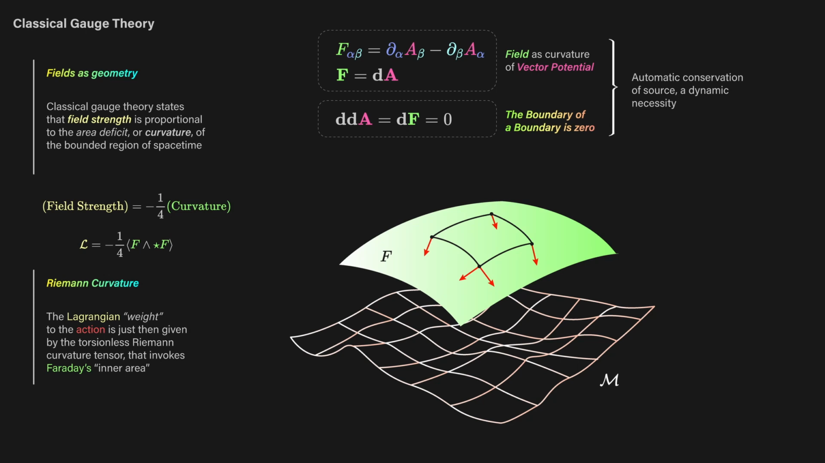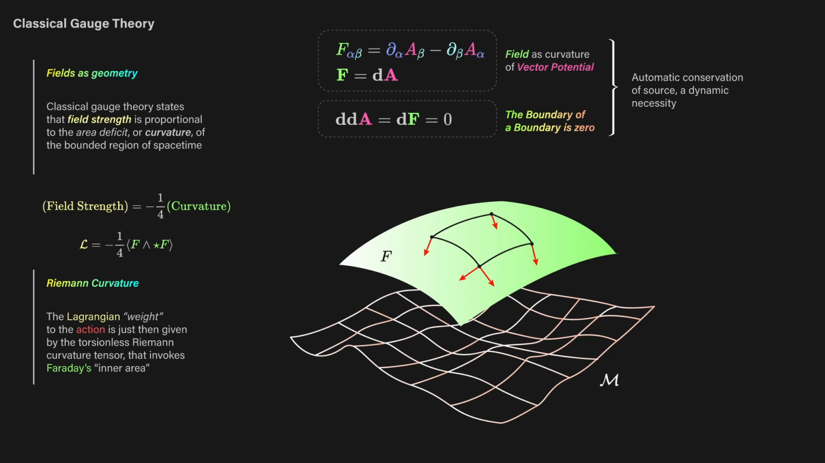And so what that means is that classical gauge theory states essentially that the field strength in a region is roughly proportional to the area deficit, or the curvature present in the field and the vector potential of that region of space-time. So if you have more curvature, that means you have a larger strength. If you have less curvature, you also have a lower amount of contributions to the action, which is equal to the amount of strength of the electromagnetic field.